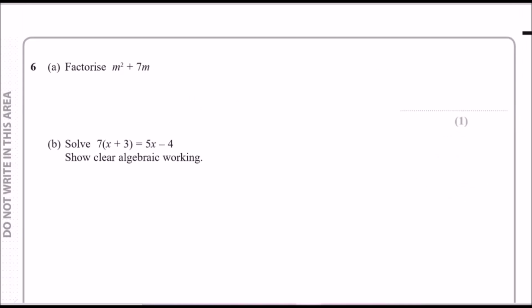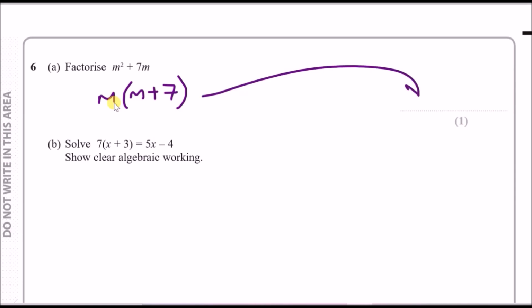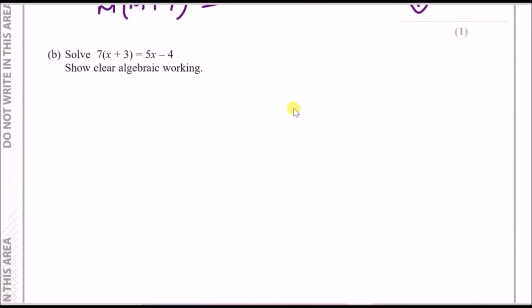Alright, number 6. So A, factorize m squared plus 7m. To factorize, you just look at the common term in both. Since they both have an m, we can divide both of these out by m. When you divide m squared by m, you're just left with a single m for this one. And divide 7m by m, you're just left with a 7. And that's it. This is literally your answer. So that goes here.